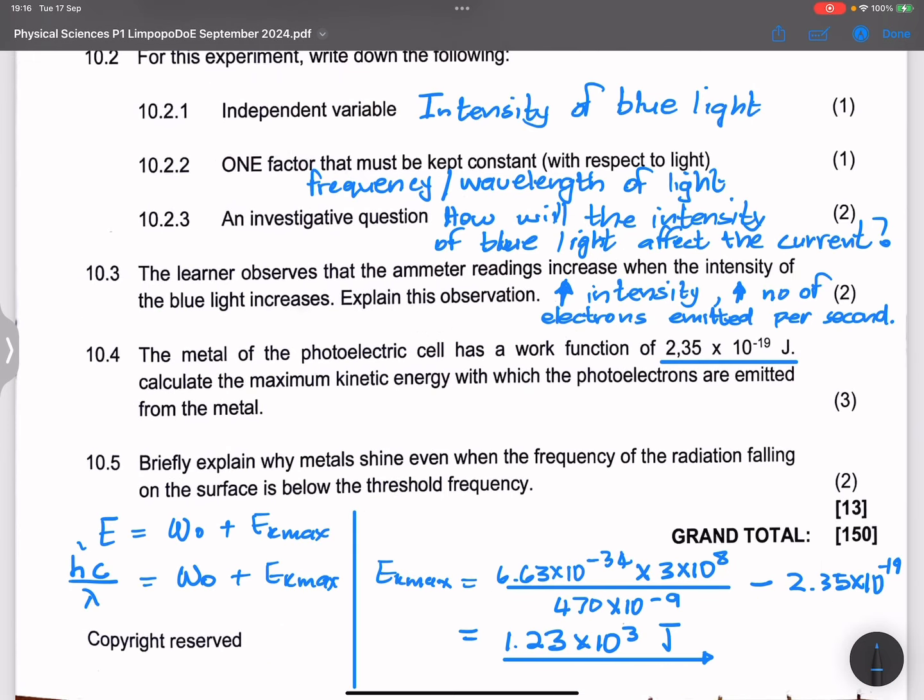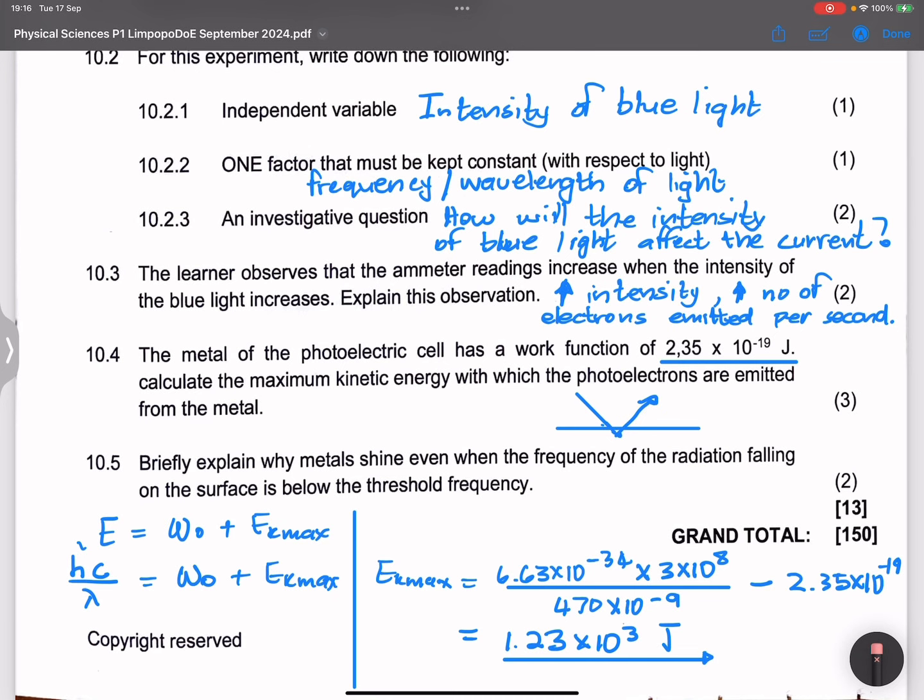Now the last question, they say, briefly explain why metals shine even when the frequency of the radiation falling on the surface is below the threshold frequency. Well, remember that the property of shining of a metal is because it's able to reflect light. When light is incident on a metal, the metal is able to reflect that light. This is what we observe as a shine. You can explain that and talk about the reflective property of metals.